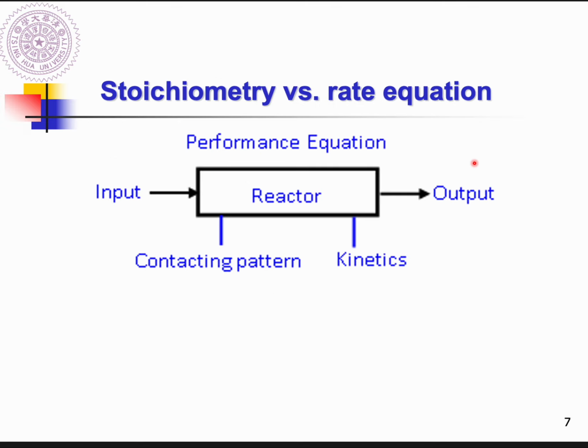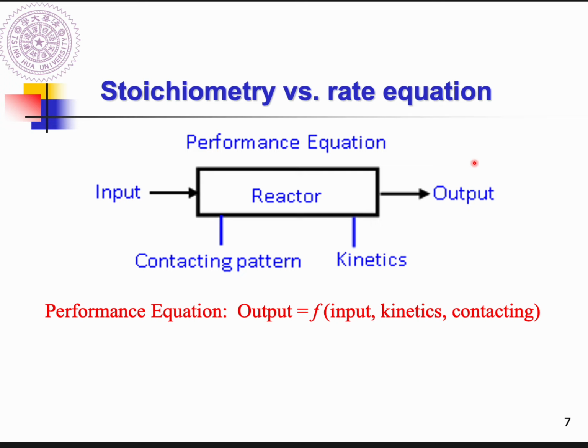So now you have some idea about the chemical reactions, right? And also you know what the rate equations are. So next I'm going to ask you: what factors will affect the output of your interesting chemical reactions?